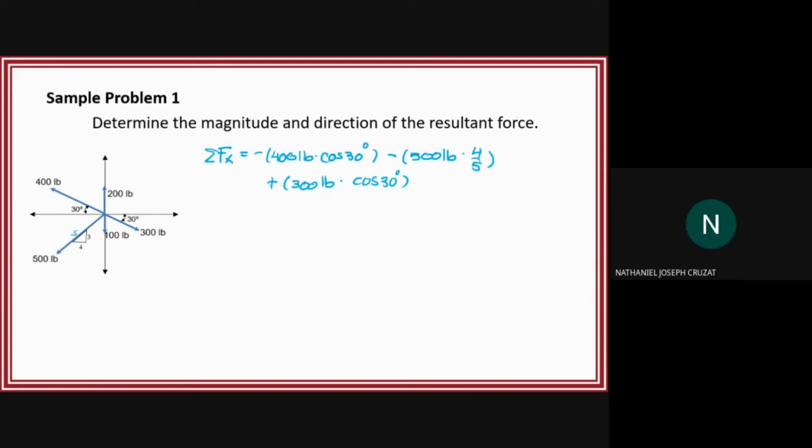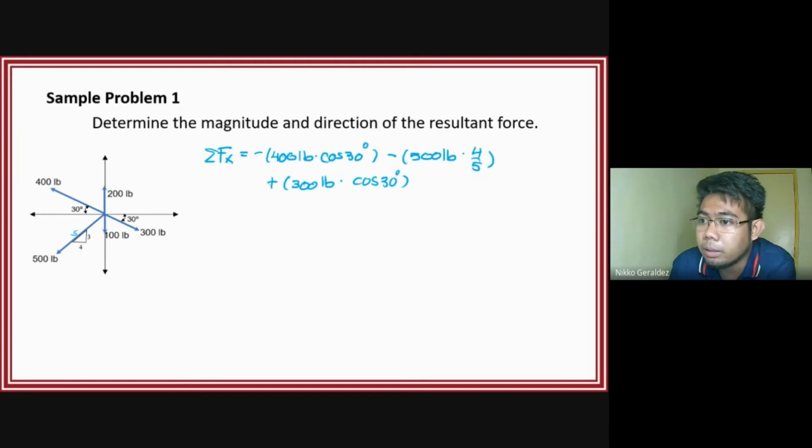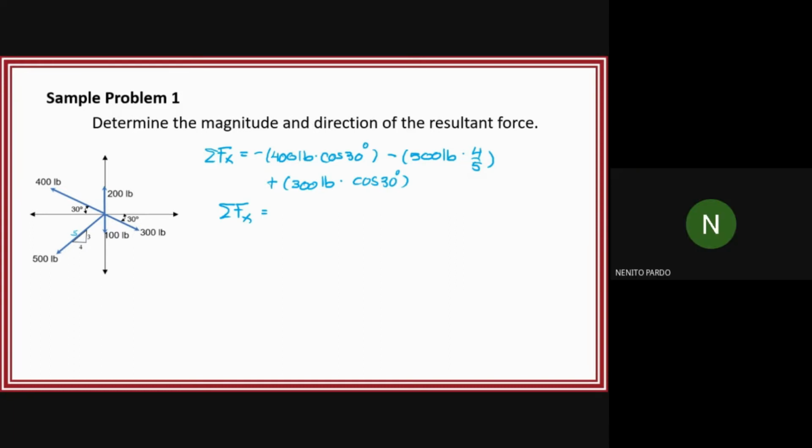Itong 200 pounds, may x component? Wala po, sir. 100, wala din po, sir. Wala na yun. Very good. So, summation of forces along x-axis is equal to negative 400 times cosine 30 plus, minus 500 pounds times 4 over 5, then plus 300 times cosine 30 degrees. Ano sagot? Negative 486.603 pounds.